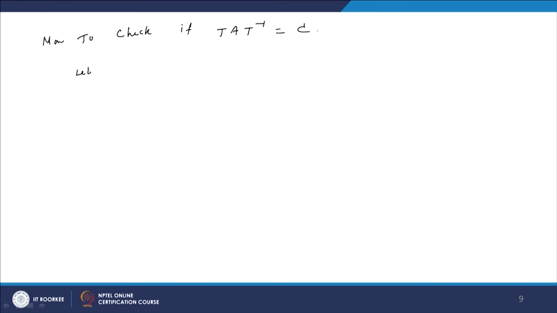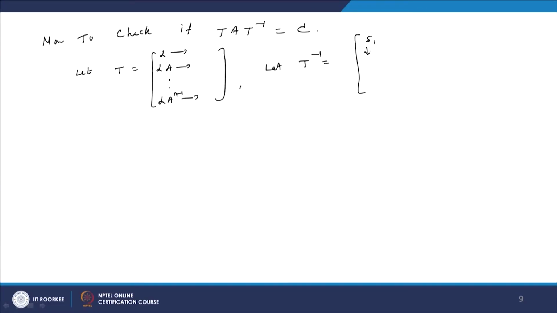So, T is already given, that is alpha as the first row, alpha into A, etc., alpha A power n minus 1, and let us assume T inverse. Because we do not know this alpha value exactly, we just give a notation here. The first column is S1, the second column is S2, the nth column is Sn, and T into T inverse will give identity.